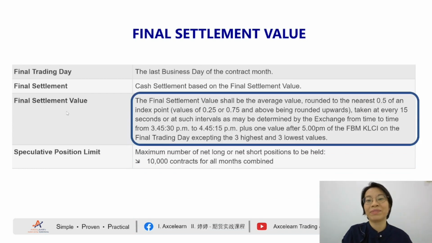How do you calculate? So they define it in the contract specification. How do you calculate this final settlement value? You can read it by yourself. What I advise you to do is pause right now. I repeat, pause right now and start to read, and try to interpret by yourself whether you can understand what is being written.